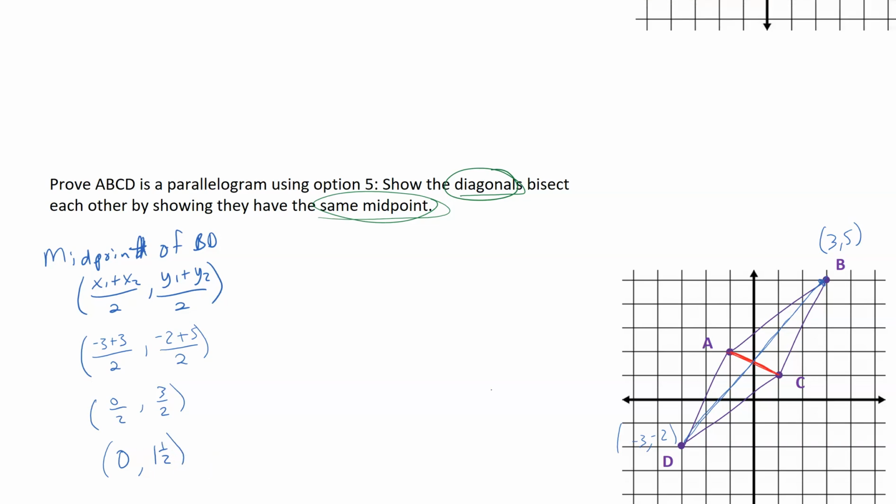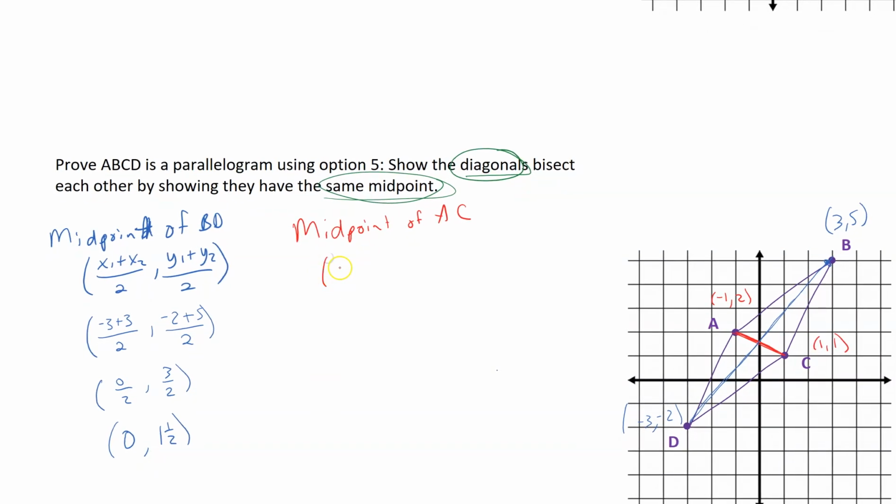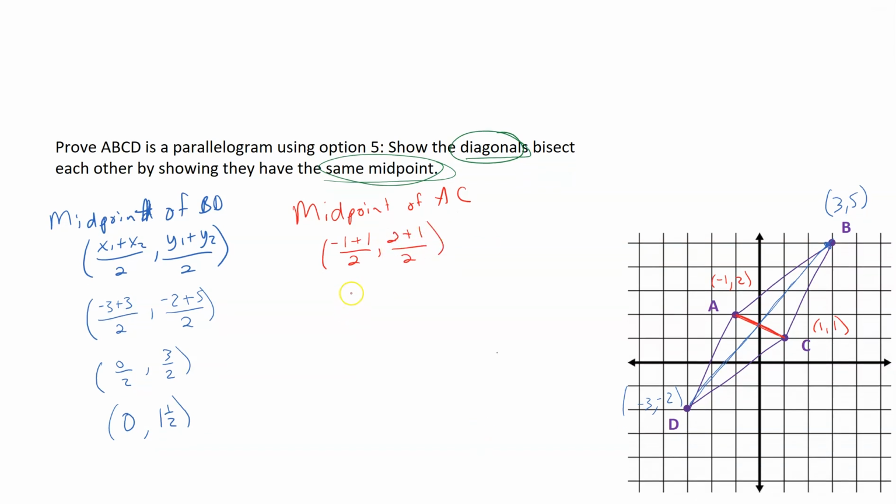Either way is fine. Now we're going to find the midpoint of AC by using those ordered pairs. C is (1, 1), and A is (-1, 2). So we're going to add our x's together, -1 plus 1 divided by 2. Add our y's together, 2 plus 1 divided by 2. We get 0 divided by 2, and 3 divided by 2, which gives us (0, 1.5).